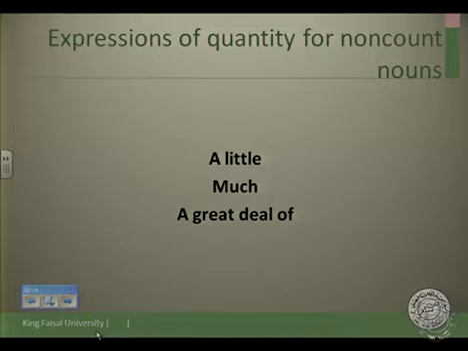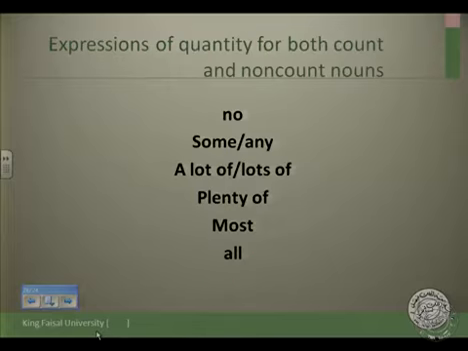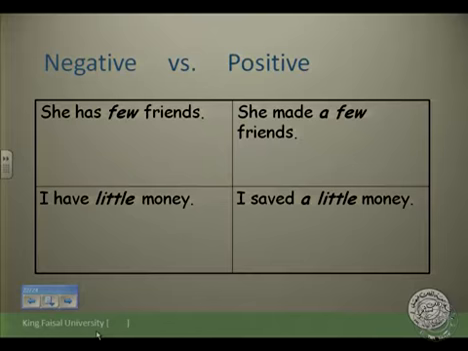With non-count nouns, we use a little, much, a great deal of, but still we can, as I said, add one piece of, a kind of, etc. This can be changed to 2, 3, 4 pieces of, depending on what you want to say. Expressions of quantity for both count and non-count nouns. We can use these: no, some, any, a lot of, lots of, plenty of, most, all. These expressions are both used for count and non-count nouns.